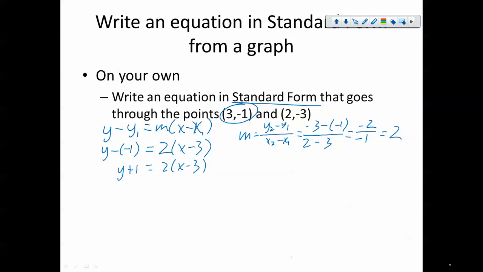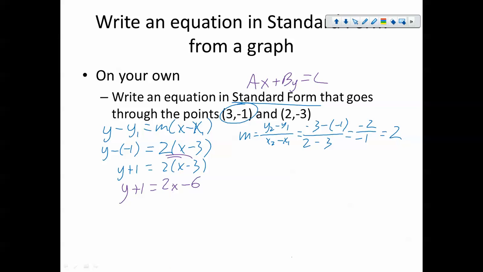Now, point slope form is not what we need. We need standard form. We need it to be ax plus by equals c. So I need to get all of my x and y on the same side. I need to get the value on the other side. So do some solving here. We're going to distribute that 2 to get y plus 1 equals 2x minus 6.